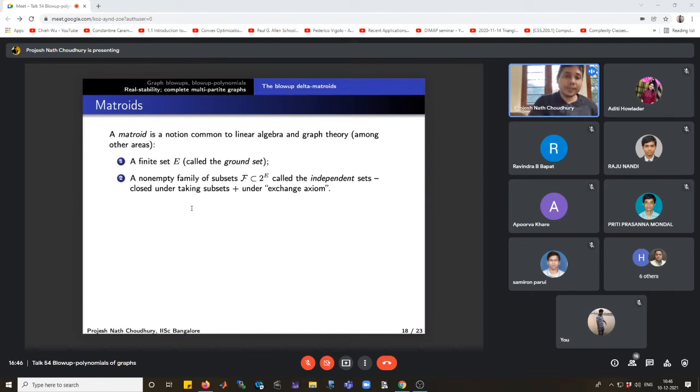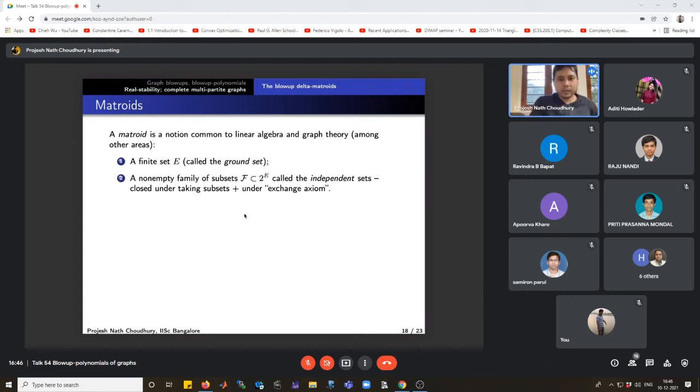A subset of an independent set is again an independent set, and F is closed under the independent set exchange property, meaning that if you take two independent sets A and B, and suppose A has more elements than B, then there exists an element X in A not in B such that B union the singleton set X is again an independent set. So this is the definition of a matroid.